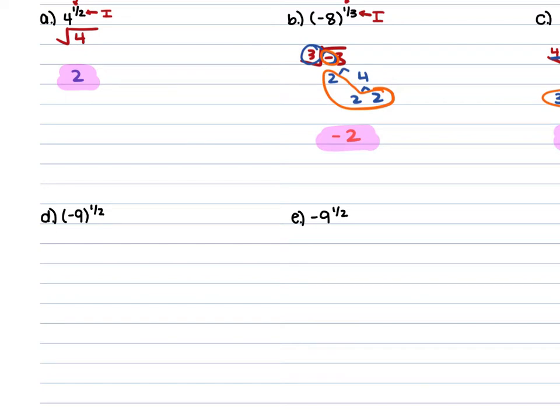So with this, the 1 is your power, and 2 is your index. We're taking the square root of negative 9. We have that invisible index of 2. That index is even. We cannot have a negative underneath the radical if our index is even, so this is no solution.